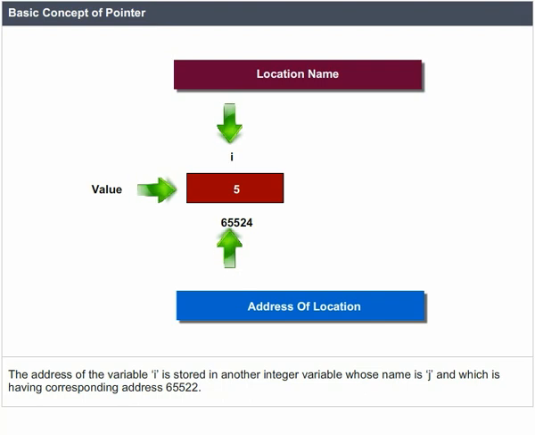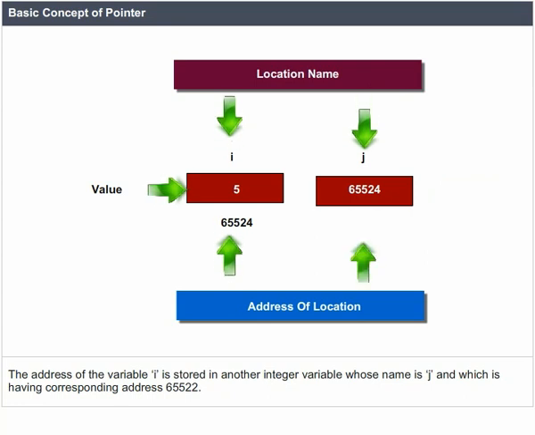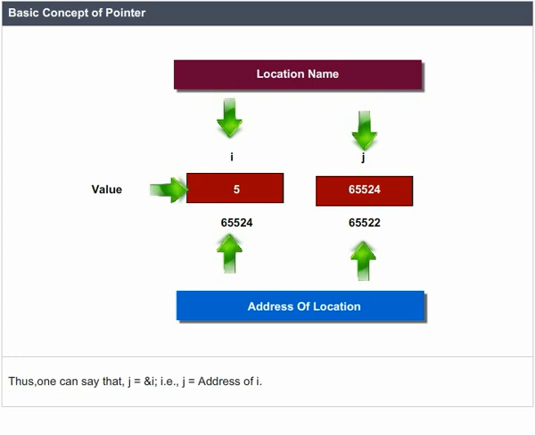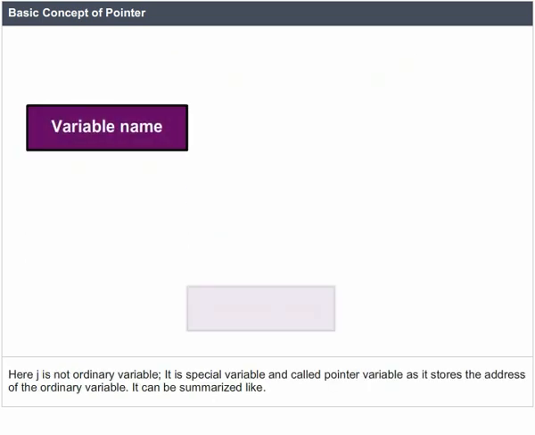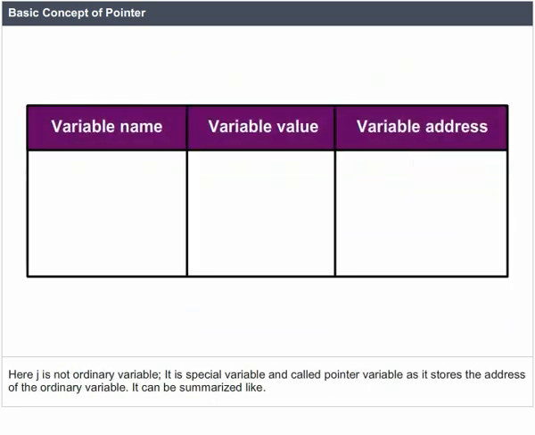The address of the variable i is stored in another integer variable whose name is j, and which has the corresponding address 65522. Thus, one can say that j = &i; that is, j is equal to the address of i. Here, j is not an ordinary variable. It is a special variable called a pointer variable, as it stores the address of an ordinary variable.